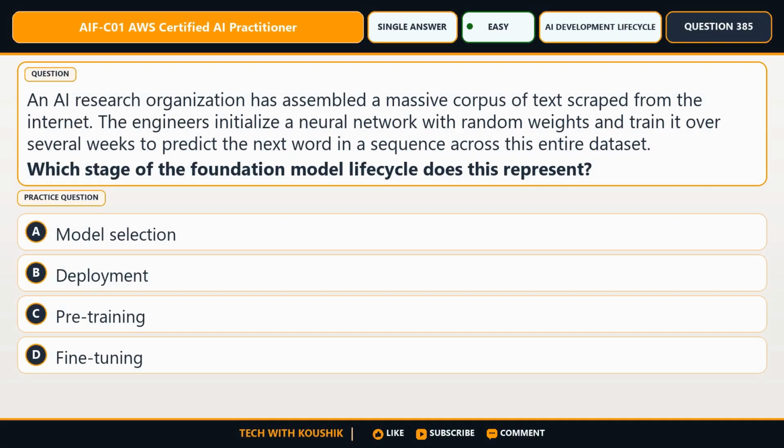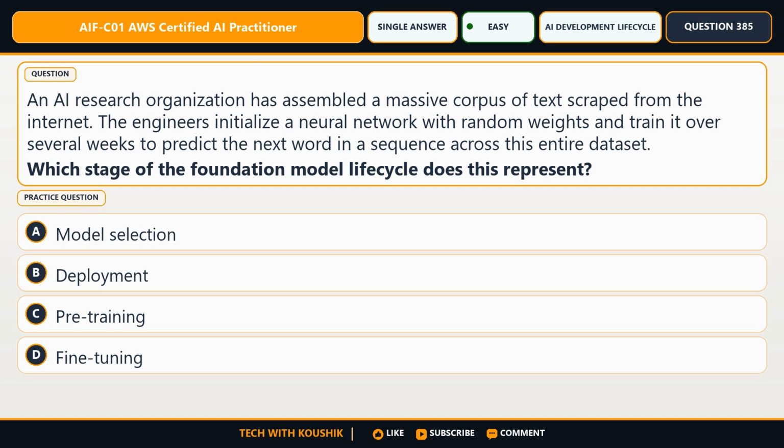Question number 385. Find the decisive clue before choosing. We are moving to AI development life cycle. Look for the wording that eliminates the distractors. An AI research organization has assembled a massive corpus of text scraped from the internet. The engineers initialize a neural network with random weights and train it over several weeks to predict the next word in a sequence across this entire dataset. Which stage of the foundation model life cycle does this represent?